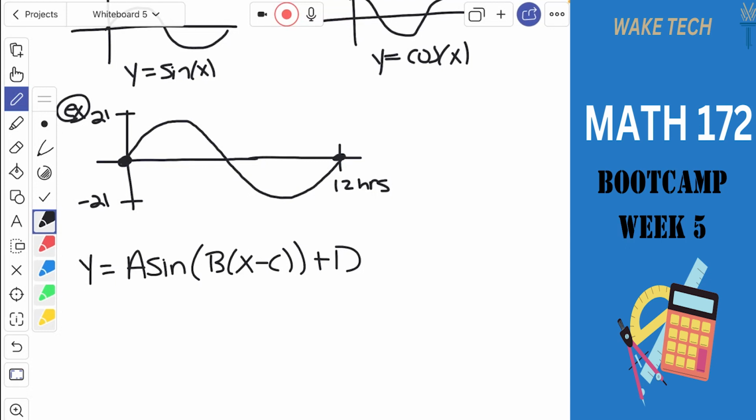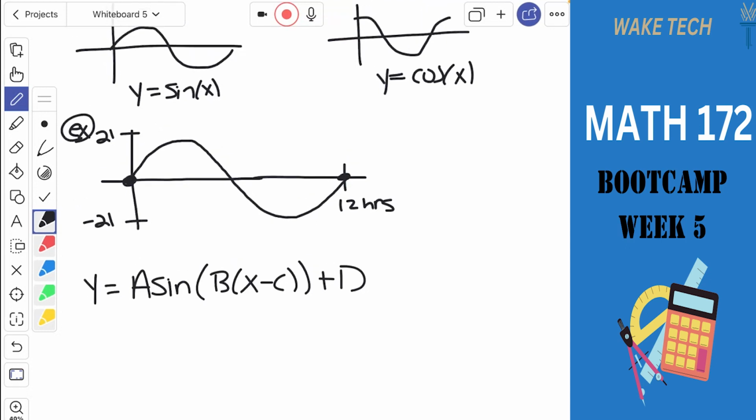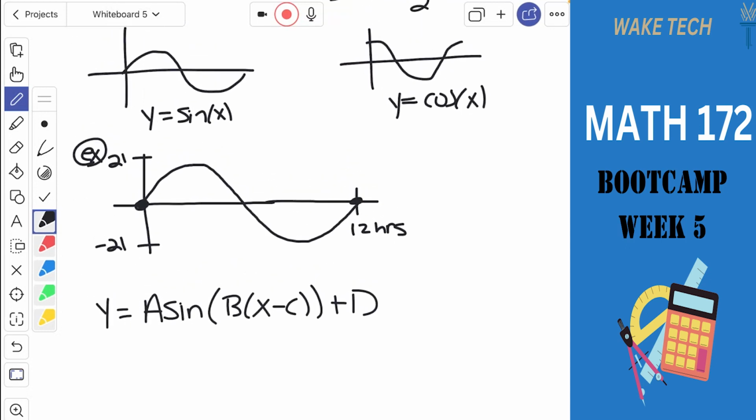Before we actually talk about A, B, C, and D, I'm going to point out, I've already written the sine function here. We could write a sine or a cosine function. I've already written sine. The reason is, look at our graph and look at the generic sine graph. They're exactly the same. The generic sine graph starts at its midline value, goes up, down, and back up. That's exactly what's happening in this question here.